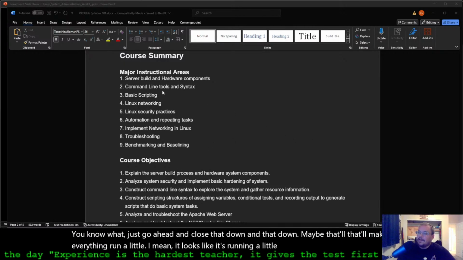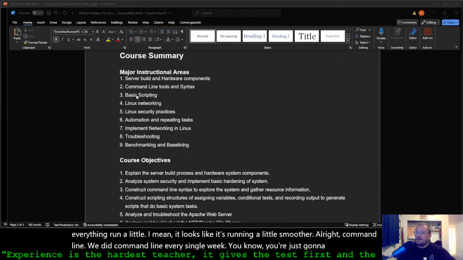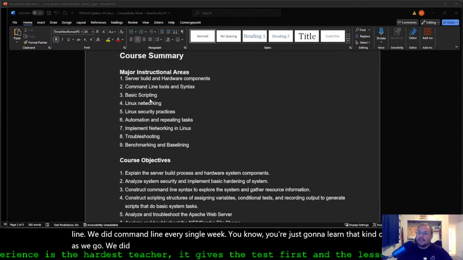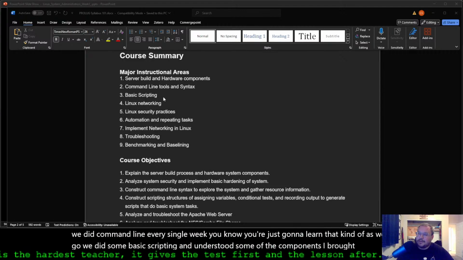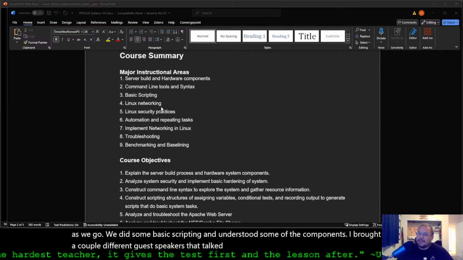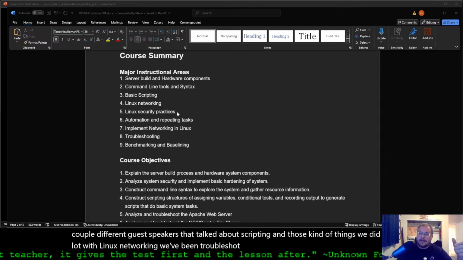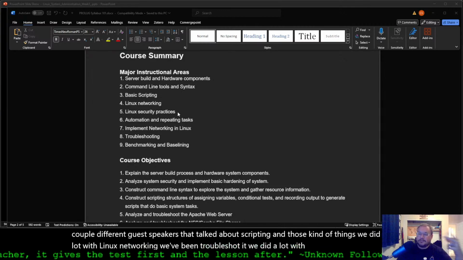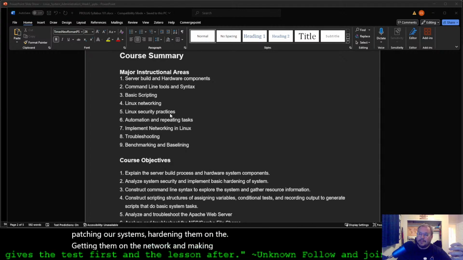All right, command line. We did command line every single week. You're just going to learn that as we go. We did some basic scripting and understood some of the components. I brought in a couple different guest speakers that talked about scripting and those kinds of things. We did a lot with Linux networking. We even troubleshot it. We did a lot with Linux security of patching our systems, hardening them on the network, getting them on the network, and making sure they remain available on the network.